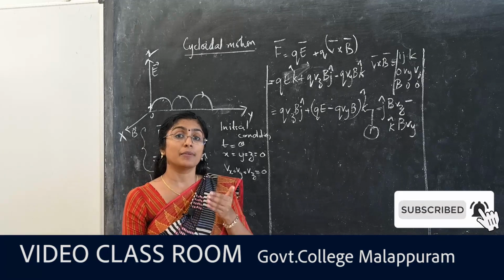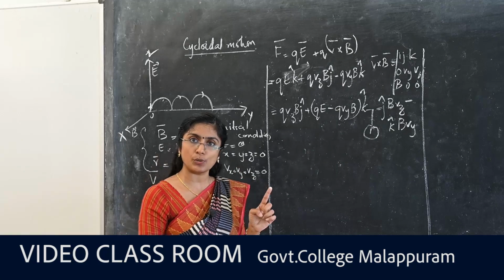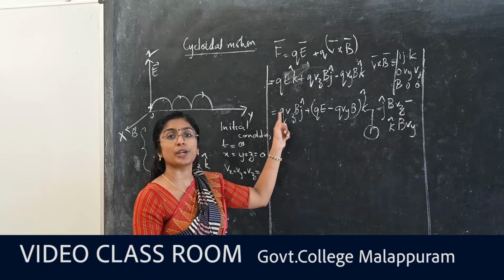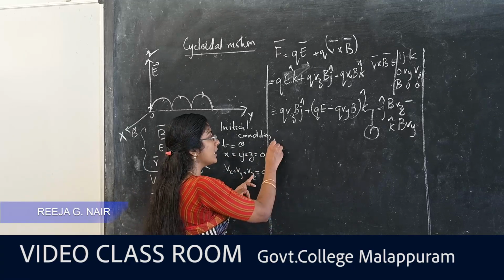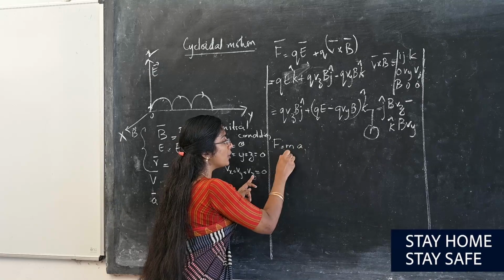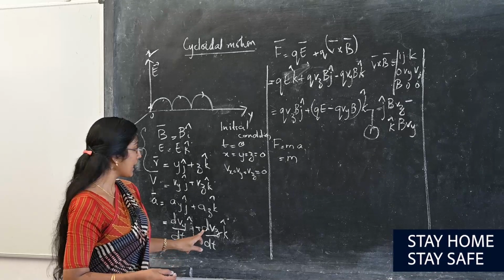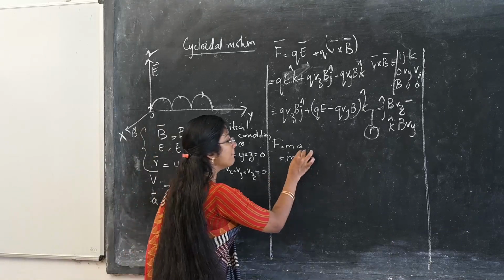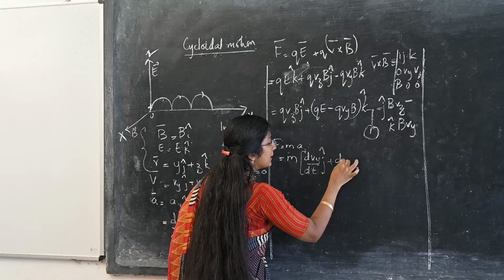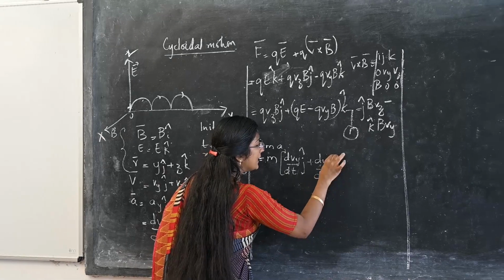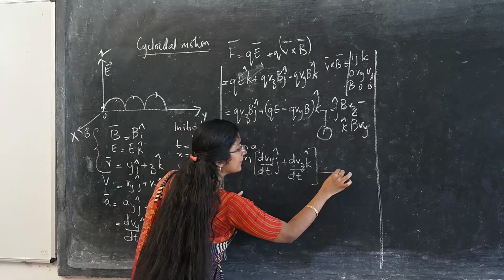Now, what am I going to do? As you know, any force must obey Newton's second law of motion, that is F is equal to ma. So, I am going to equate this to the expression for force as per Newton's second law, F is equal to ma, that is equal to m into dVy by dt j cap plus dVz by dt k cap. Now, I think we can equate both these equations. Let this be equation 2.